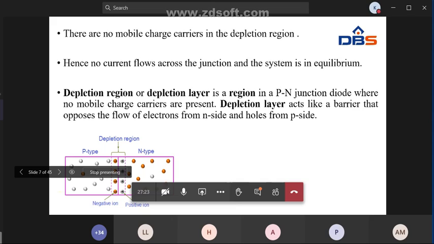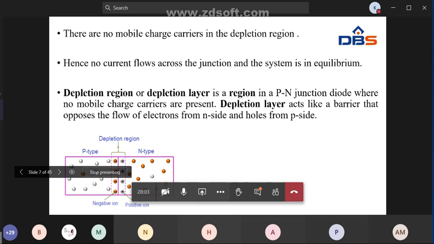So the depletion layer acts like a barrier that opposes the flow of electrons from the N side and holes from the P side. The function of the depletion region is that it opposes the charge carriers, meaning electrons or holes. The depletion region opposes the charge carriers from N type to P type or P type to N type, right? So it opposes the charge carriers flowing from one side to the other side. So that is the open circuited PN junction.